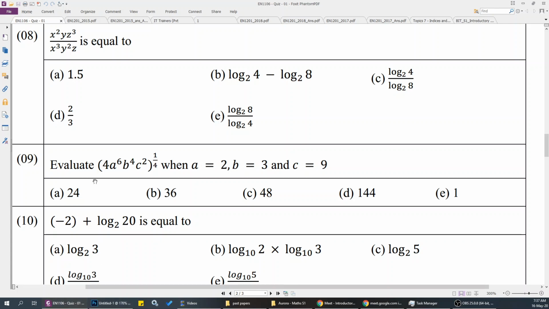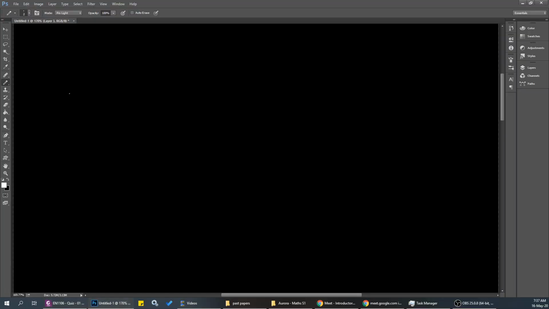Ninth question. Evaluate 4 into a to the power 6, b to the power 4 and c to the power 2. The whole thing is raised to the power 1 over 4, and we have been given values for a, b and c, where a is 2, b is 3 and c is 9. So you just need to substitute these values and evaluate the answers.